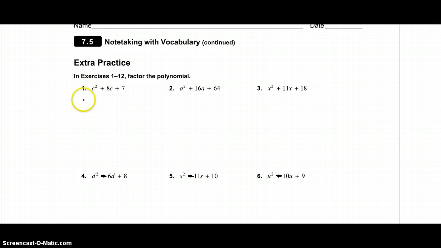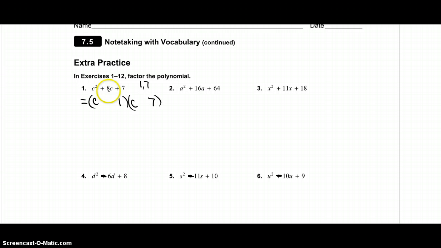Take a look at number 1. I see it's a trinomial, so let's start off with 2 parentheses. I see there's a c squared, so I know I multiplied c times c. I see at the end there's a 7. Well, what times what is 7? Well, there's only one option there, 1 times 7. So let's plug in 1 and 7, and it really doesn't matter the order.